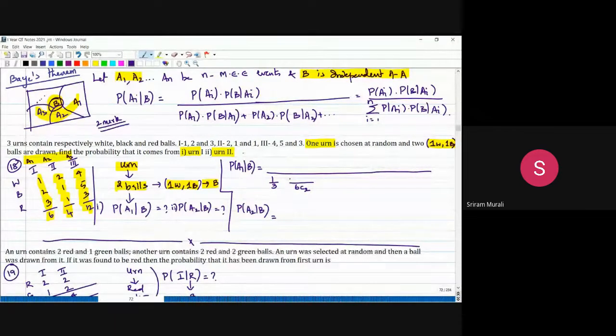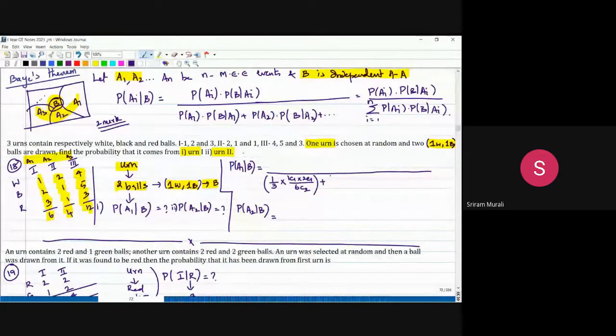So 1 white, 1 black. How many white, how many black are there? 1C1 into 2C1, because we have only 1 white, 2 black. We are taking 1 ball of each color. So 1C1 into 2C1, this must be multiplied. Why? The event is a dependent event. From box 1 only this is being done. So this is dependent, therefore we multiply.